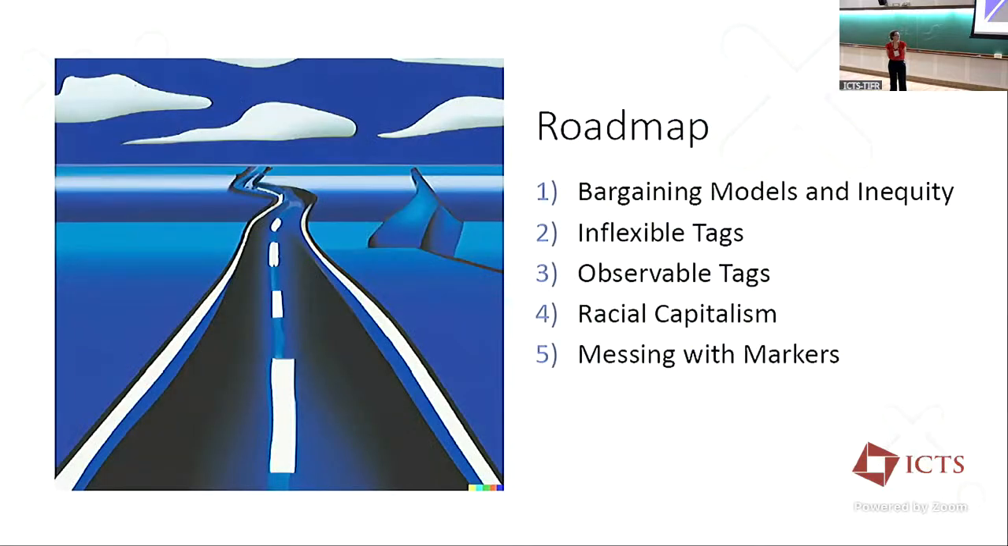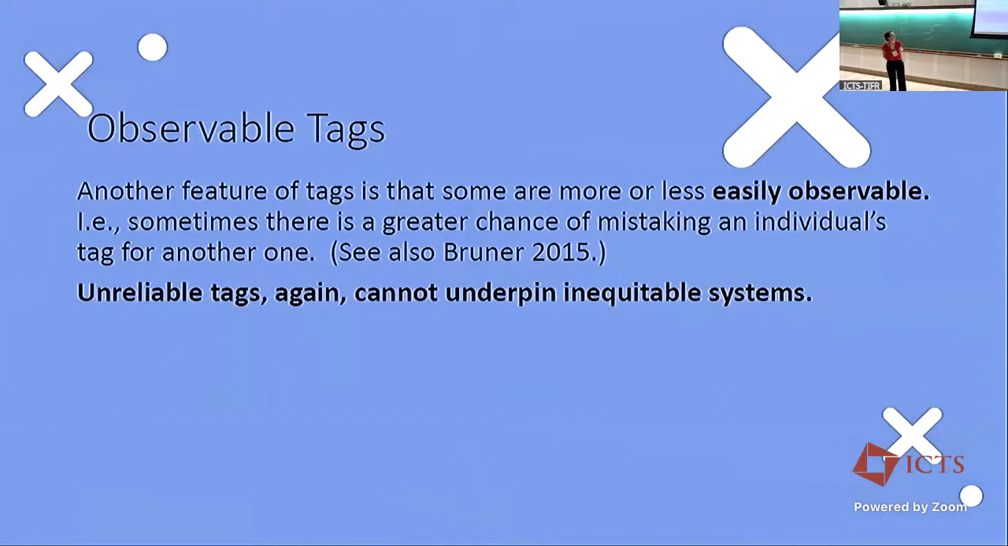All right, so let's talk about observable tags. Some tags are more or less observable. What we mean by this is that for some tags, there's a greater chance of mistaking an individual's tag for another one. And what we find again is that when they're not reliable or observable in this sense, they can't underpin inequitable systems. So an example here might be age tags. Age is always a primary category, and it's basically always used to coordinate behavior in every society. But sometimes you mess it up.